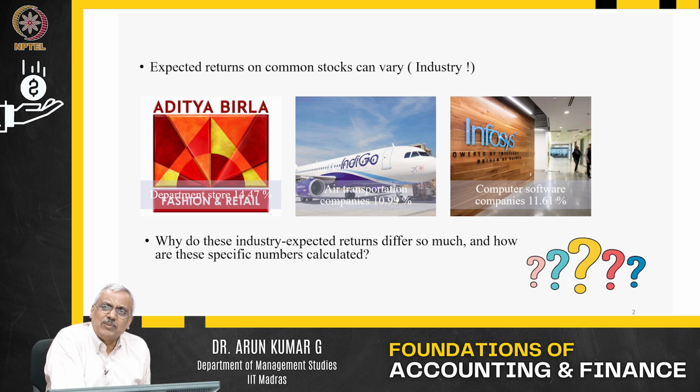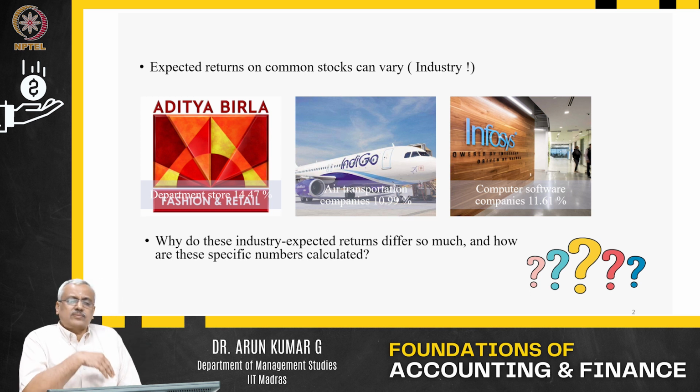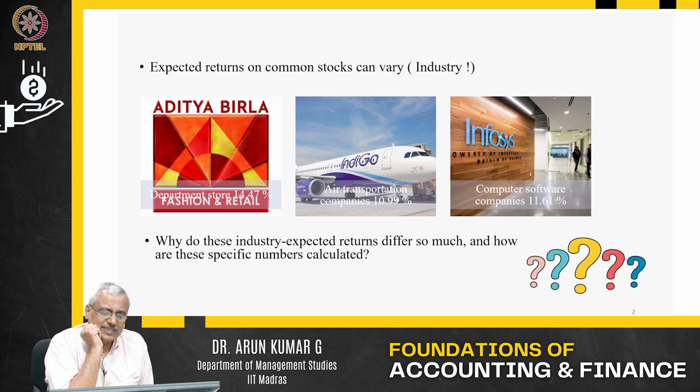Now, the question is, expected returns on common stock, why do they vary? How do they vary? Why do these industries' expected returns differ so much, and how are these specific numbers calculated? That is what we are going to spend time on in today's class session. How do we arrive at the specific numbers is something we are going to talk about today.